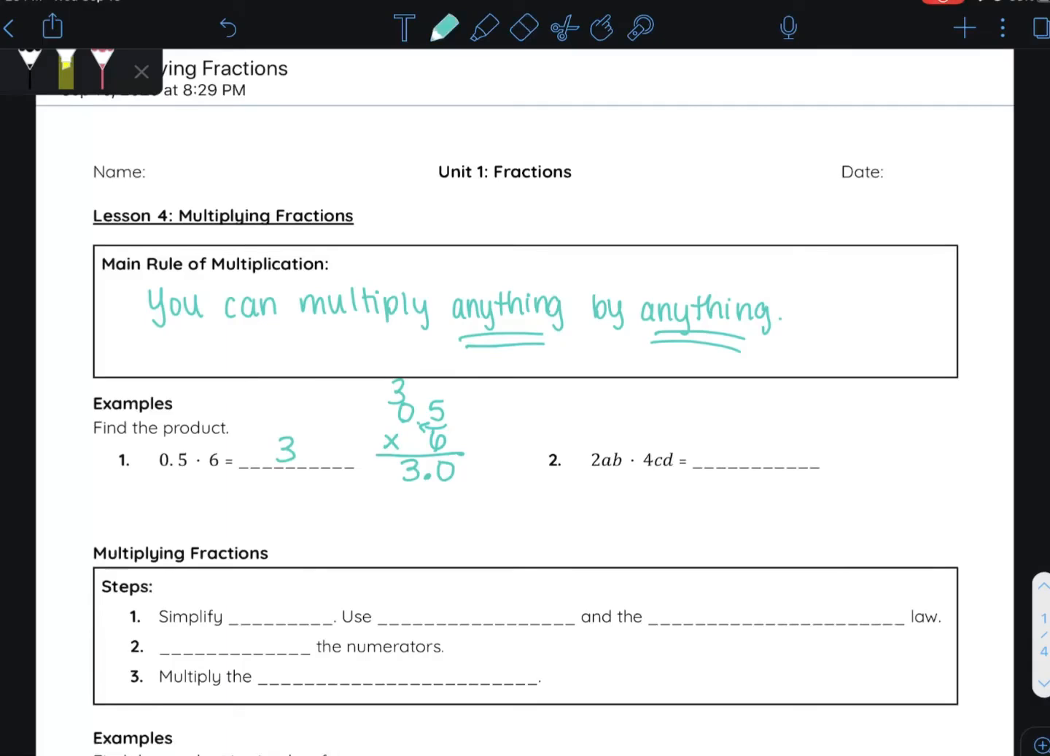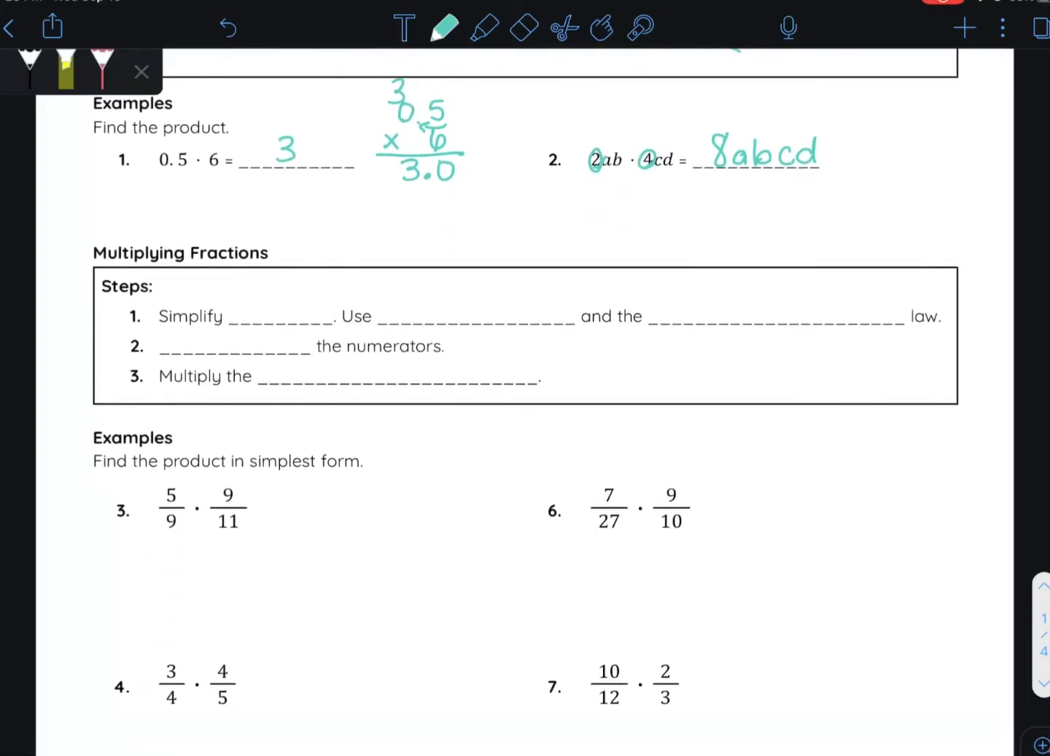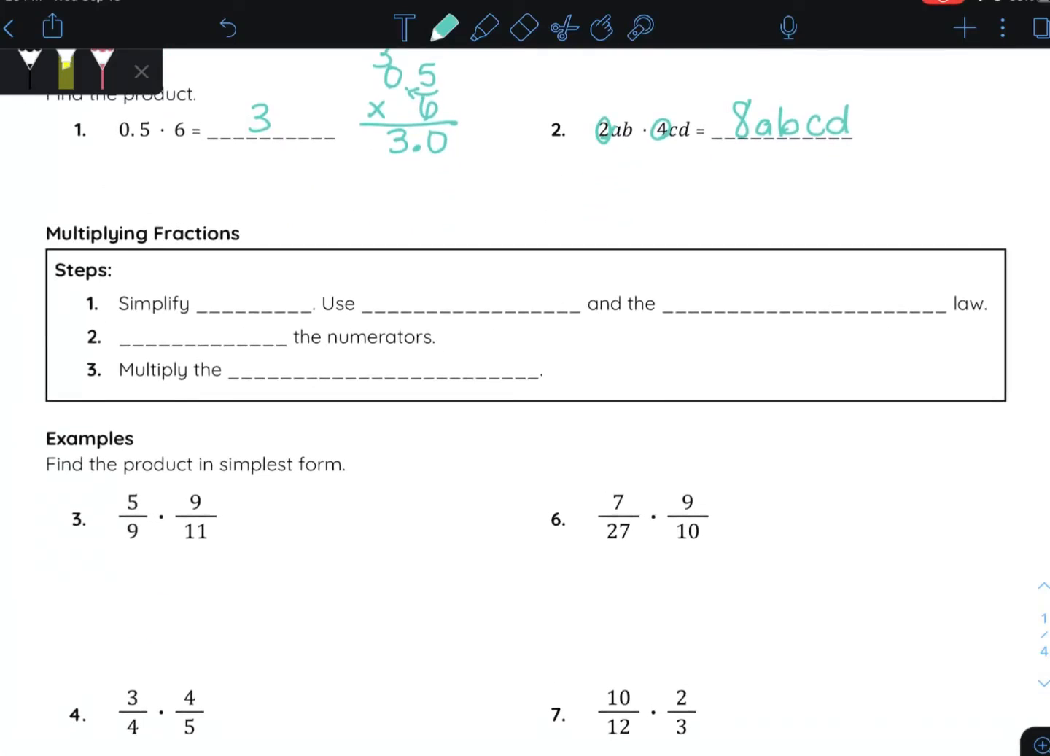And then when we do number 2, multiply anything by anything. So 2 times 4 would be 8. And then these letters actually just stay as they are. A times B times C times D. Okay? Here's the rules. Multiplying fractions.